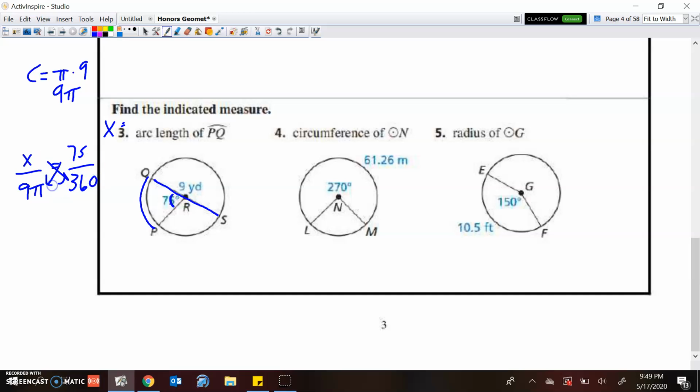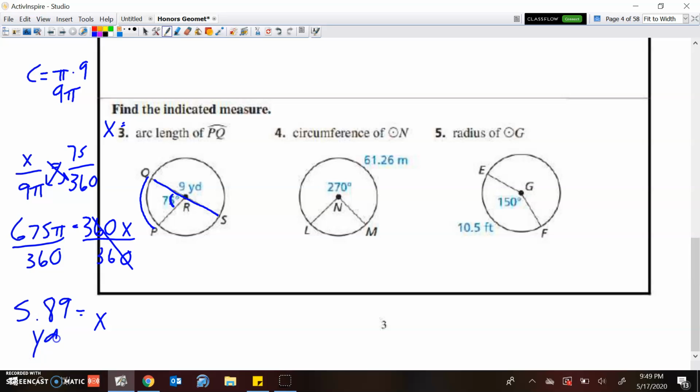I'm going to cross multiply. 75 times 9 is 675 pi equals 360x. Divide by 360, those cancel, x equals 675 pi divided by 360, which is going to equal 5.89. Okay, and I'll label that yards because we're talking about the length of arc PQ, the arc length.